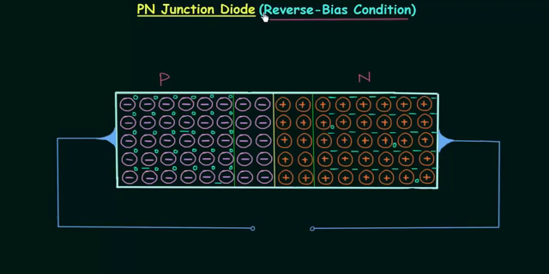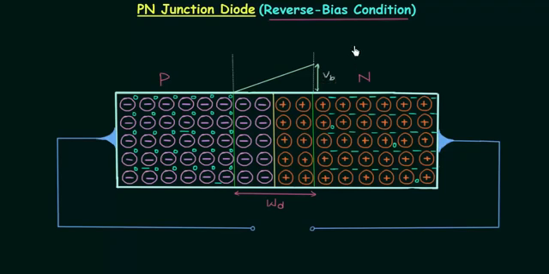So in case of reverse bias condition, we are just doing the opposite of what we have done under the forward bias condition. This is the case of no bias condition because we are not applying any external voltage source across the two terminals, and let's say width of depletion layer is equal to WD under the no bias condition, and the barrier potential is equal to VB.